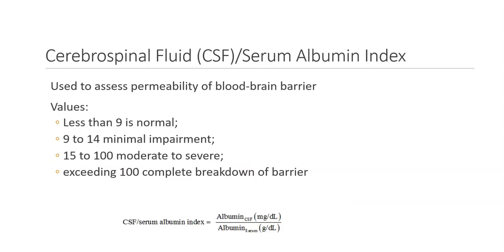The CSF to serum albumin index is used to assess the permeability of the blood-brain barrier. Normal values are less than 9, 9 to 14 is minimal impairment, 15 to 100 is moderate to severe, and if it exceeds 100, there's complete breakdown of the barrier. So the albumin in CSF is calculated and the albumin in the serum is calculated to get the index.